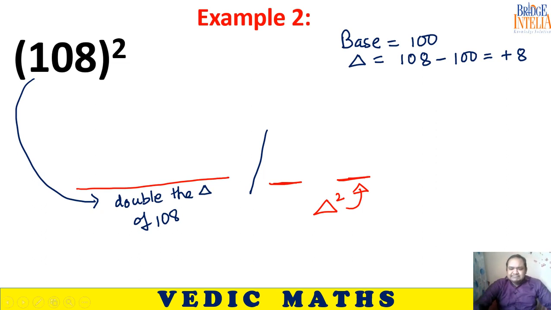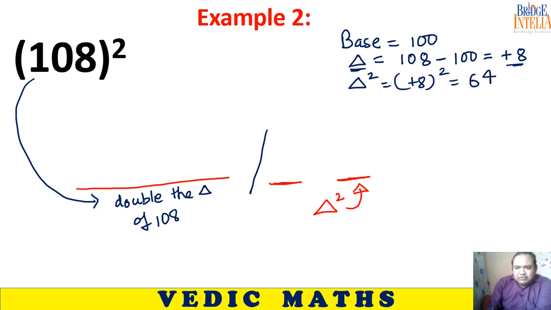So let's solve this. The deviation is plus 8. Delta is plus 8, so delta square is equal to plus 8 whole square, which is equal to 64. So write 6 here, 4 here. So two blank spaces are filled.